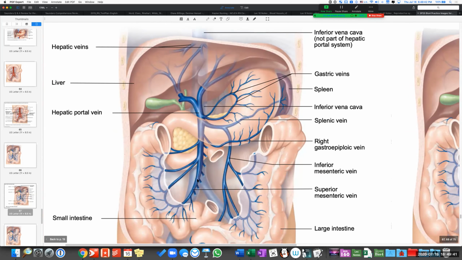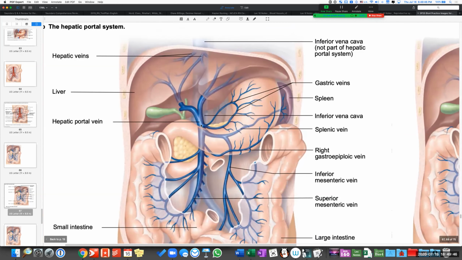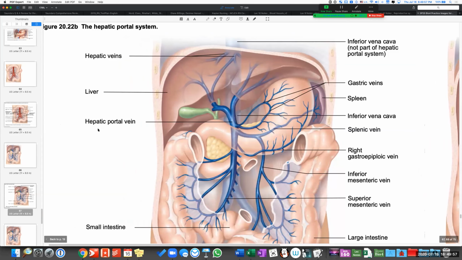Okay, so this is your superior mesenteric vein. Here, this is the hepatic portal vein. This is also known by the name of just portal vein. So you can write hepatic portal vein or portal vein. This is the most well-known portal system, even though we have other portal veins in your body. But since this is the most commonly talked about, oftentimes we just call this one the portal vein.